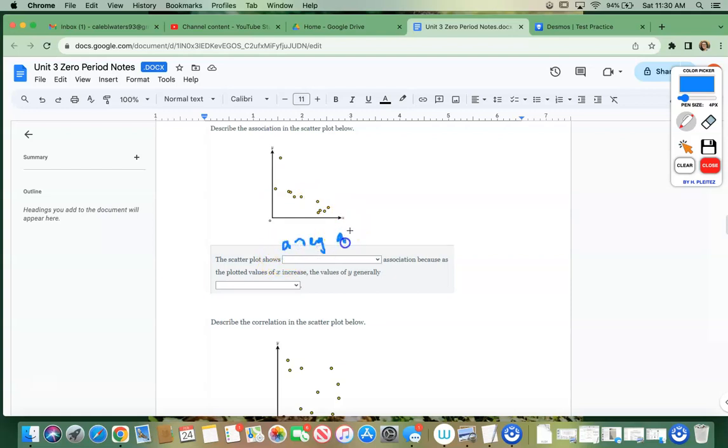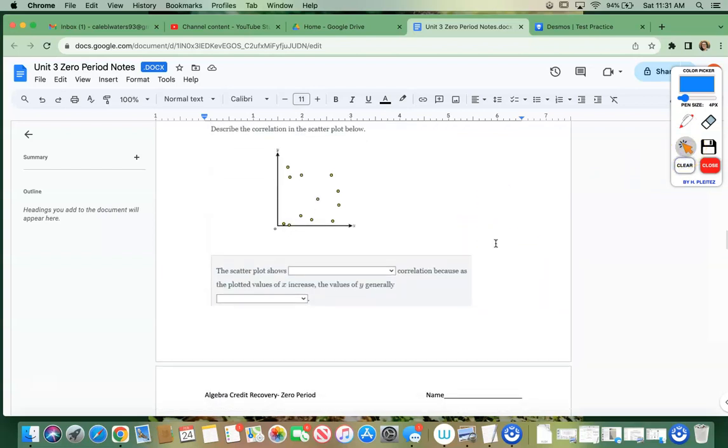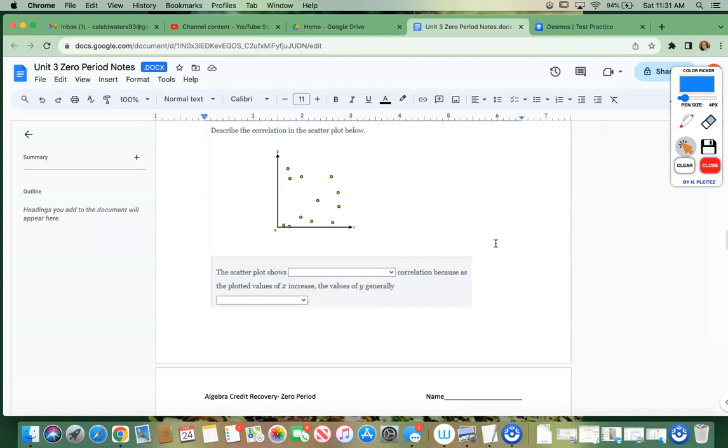Negative association with an outlier, because as the plotted values of x increase, the values of y generally decrease. Okay, let's go check out another one. That one, again, negative because as we're going left to right, it's going down, but it had one point way out on its own.